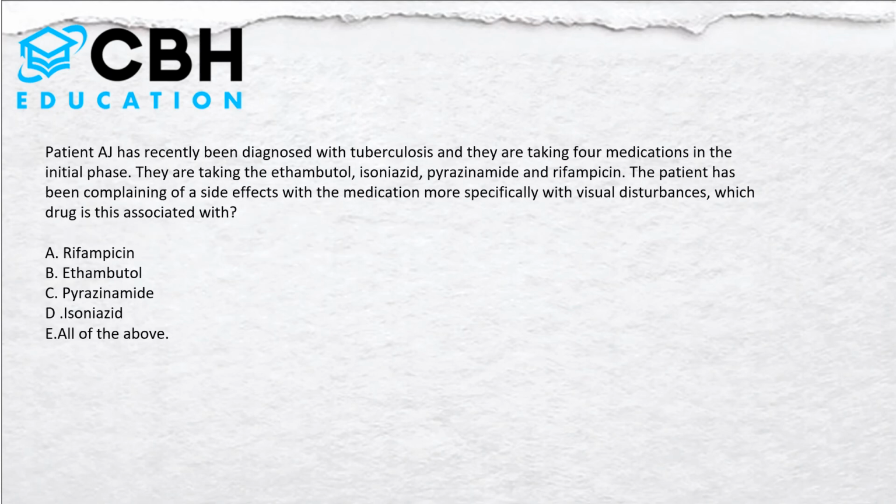Okay. So patient AJ has been recently diagnosed with tuberculosis. They're taking the 4 medications in the initial phase: ethambutol, isoniazid, pyrazinamide, and rifampicin. The patient has been complaining of side effects, more specifically visual disturbances. Which drug is this associated with? So basically, it's a best answer question from a pre-reg exam: ethambutol.